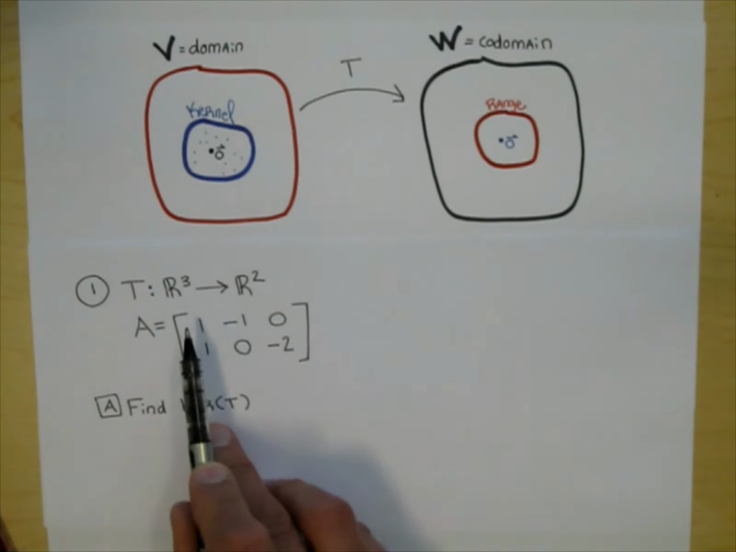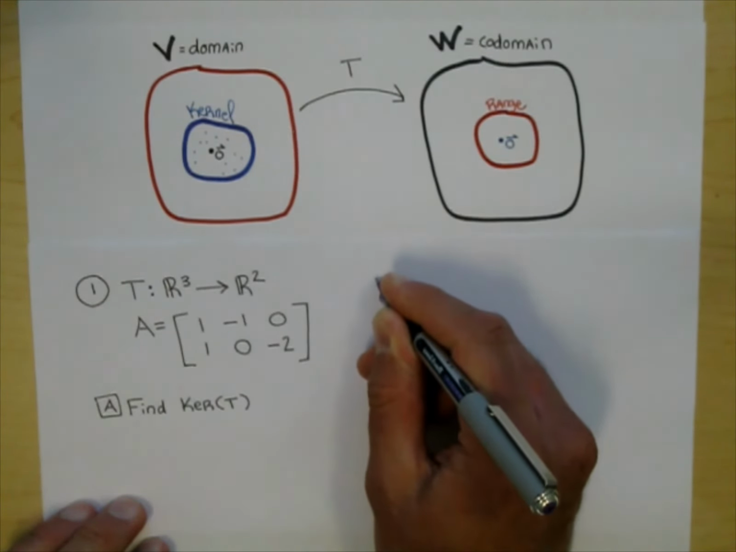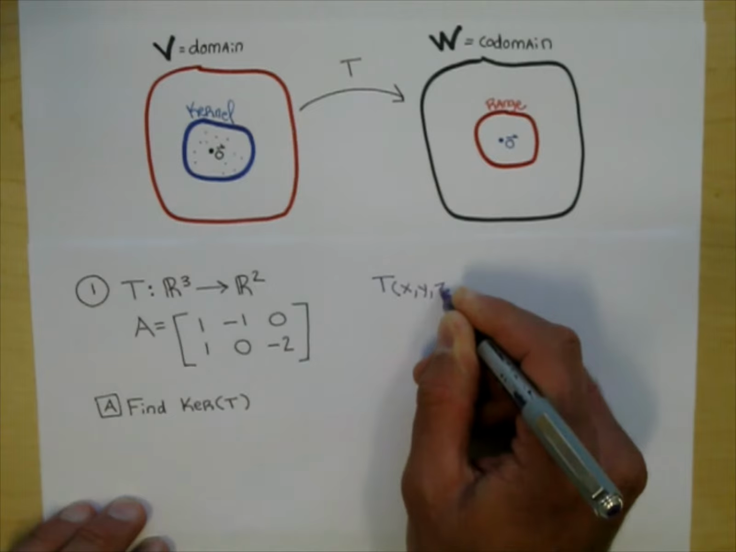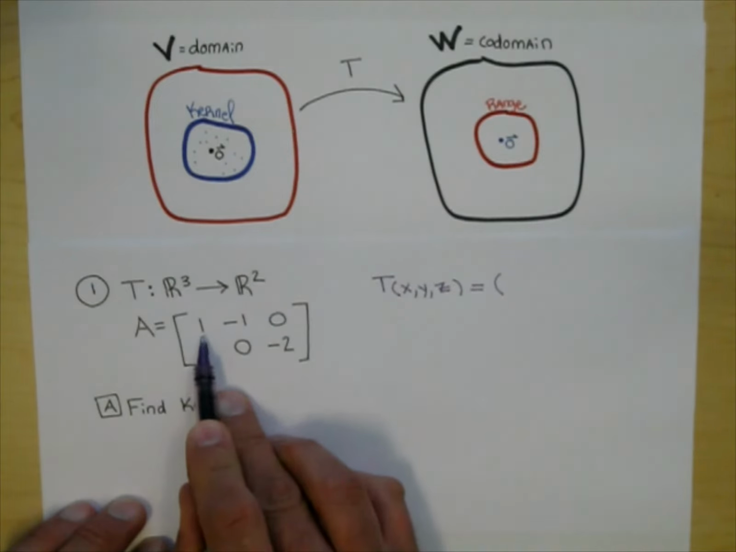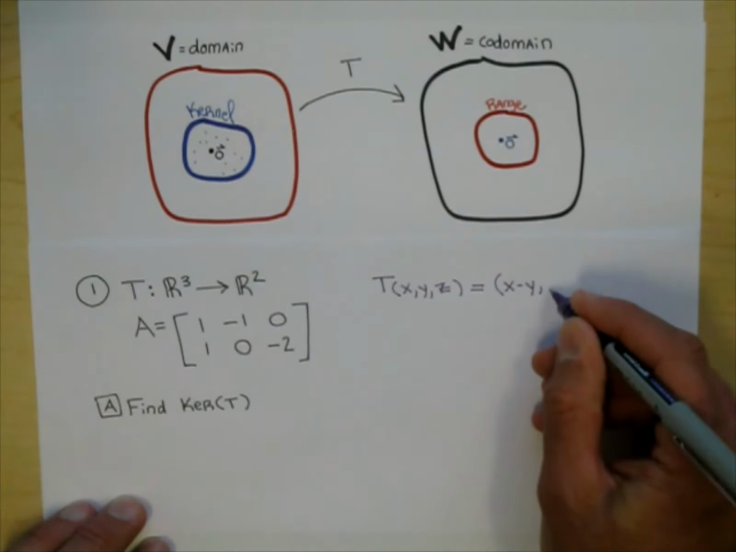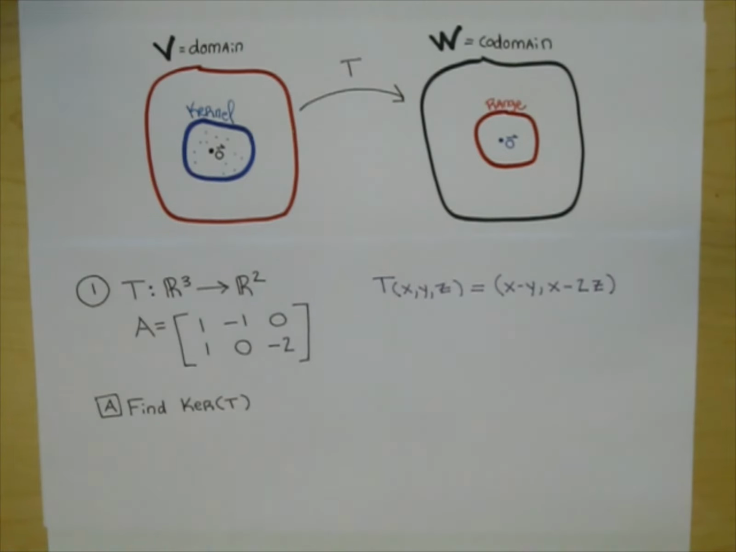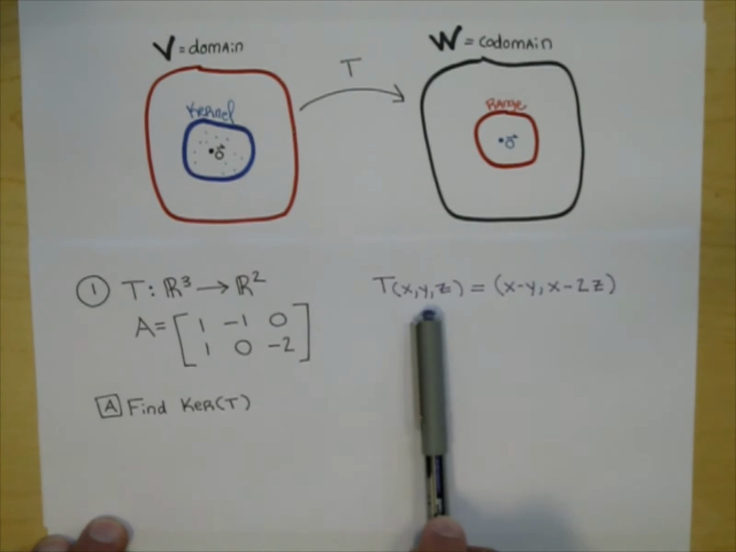Now, if you'd like, you can rewrite this linear transformation. This is optional, you don't have to do this. As T of x, y, z equals, and it's going into R2, and I'm using this matrix to help me out, x minus y, and then this one is x minus 2z. So let's go find the kernel. It's all the vectors in R3 that when you put them through this linear transformation become 0, 0.